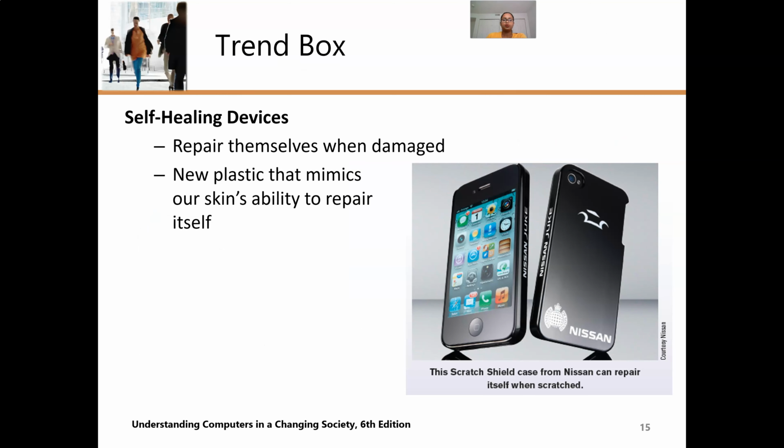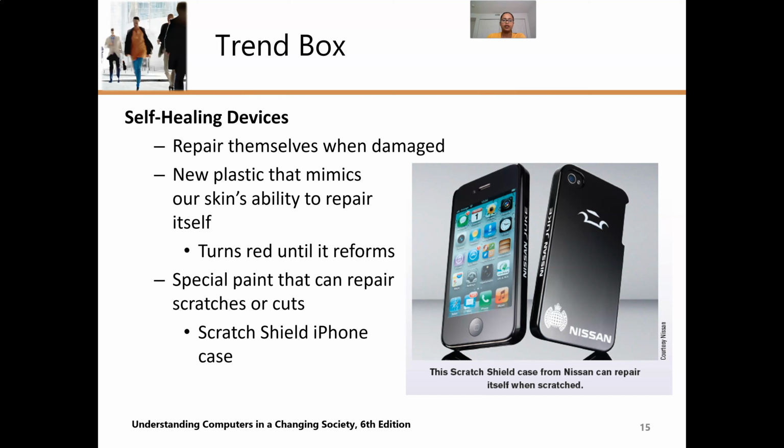Coming to self-healing devices, the way our skin gets regenerated when there's a repair, that's how a new plastic like this scratch shield regenerates, or it mimics our skin, and it has the ability to repair itself. There's a special paint that can repair scratches or cuts. Have you come across such a scratch shield, or do you own one?